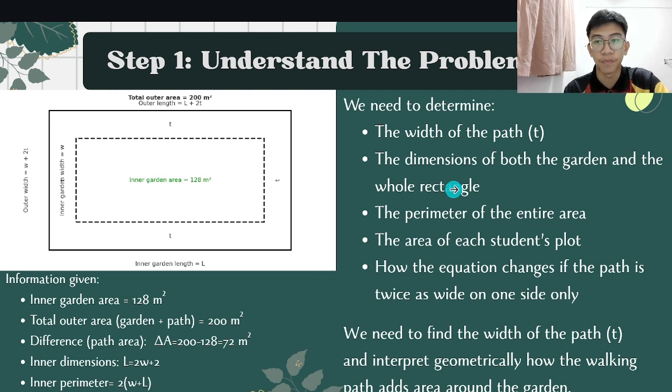So we need to determine the width of the path, the dimensions of both the garden and the whole rectangle, the perimeter, the area of each student's plot, and how the equation changes if the path is twice as wide on one side only. Then we need to find the width of the path T and interpret geometrically how the walking path adds area surrounding the garden.